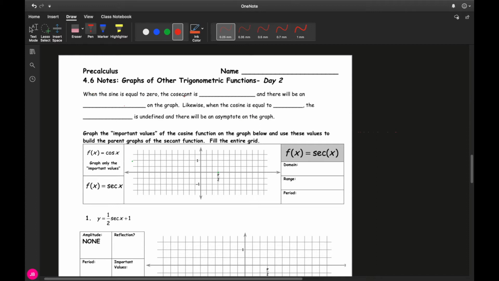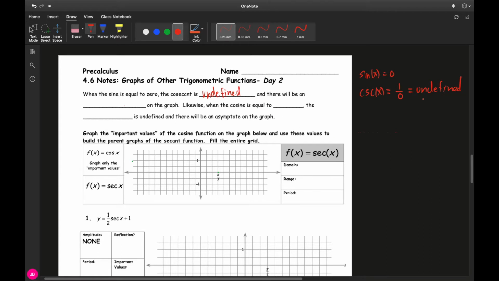When sine is equal to 0, the cosecant is, well, let's think about that. If we have sine of x equals 0, the cosecant of x is the reciprocal of 0. And the reciprocal of 0 is 1 over 0. And 1 over 0 is undefined. You can't ever divide by 0. So cosecant is undefined.